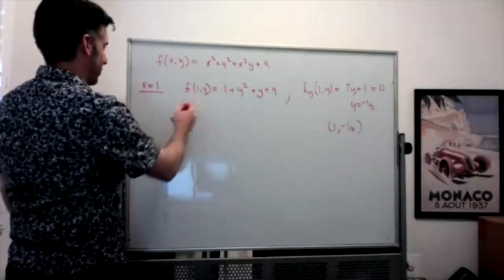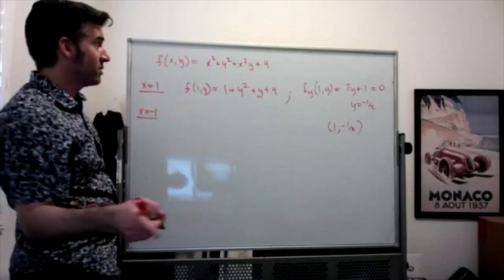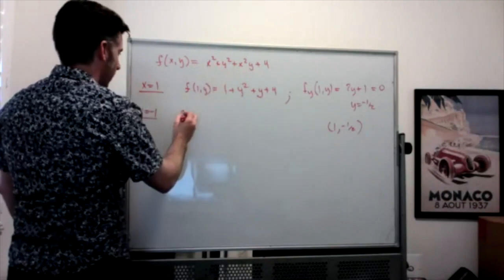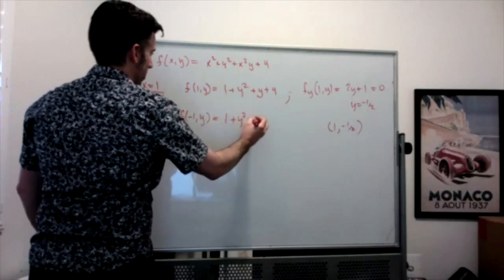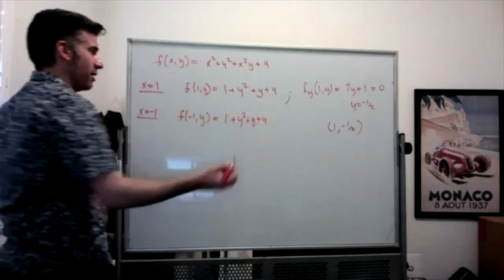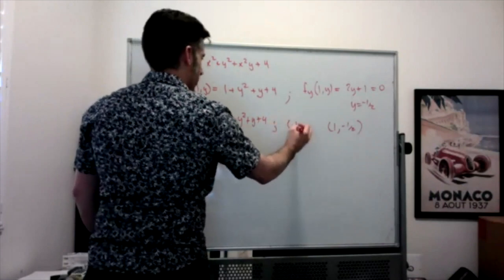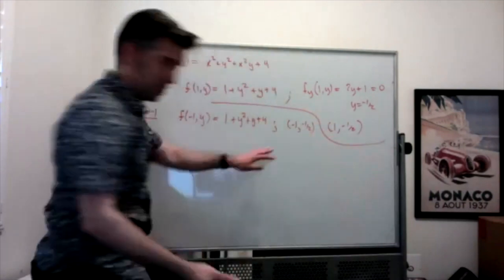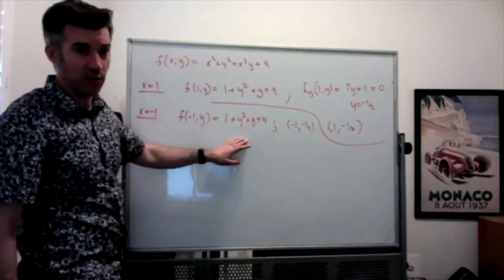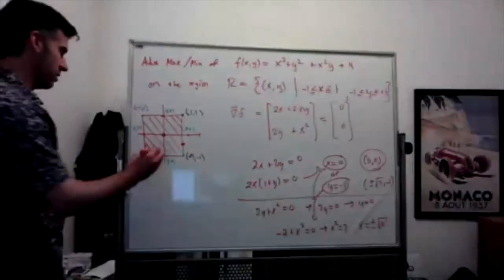Okay, now let's do it for x equal to negative 1. It's actually going to give you the same result. Since x is squared, f of (-1, y) is also going to be 1 plus y squared plus y plus 4. So you're going to get the point (-1, -1/2). Do you guys see why that's the case? I get the same equation, I get the same y value, but now I've got x equal to negative 1. So that's going to be this point over here.